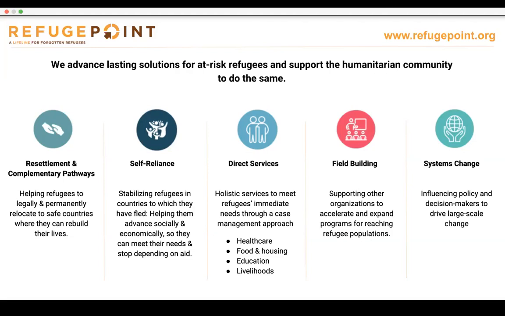And so self-reliance predominantly involves stabilizing the refugees by providing direct services. And this we provide through medical care, food, housing, and education support. And then once the refugees and their households are stable enough, we help them to earn an income, and that way they can sustain a dignified life for themselves and be able to graduate from our services.